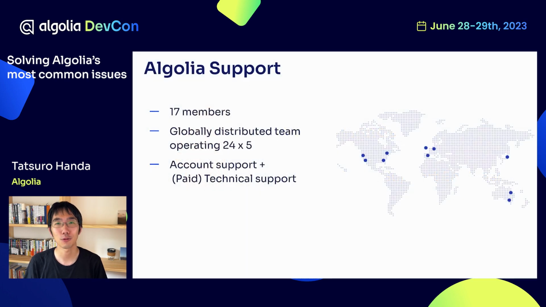Before getting into the troubleshooting scenarios, I want to also introduce a bit about our support team. Our team, Algolia Support, consists of 17 members across the world. We are a globally distributed team covering all time zones. Currently, the support team provides both account-related support and technical support. You can purchase plans with technical support and ask questions through our portal websites.